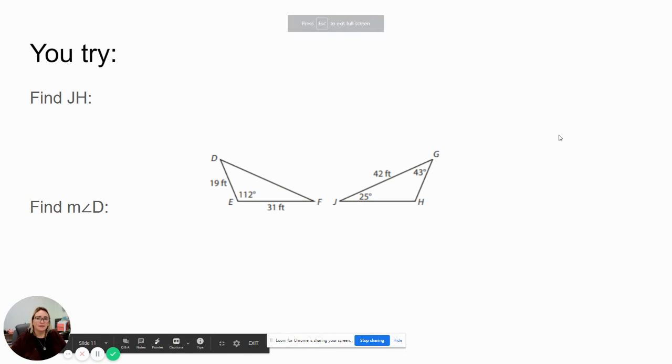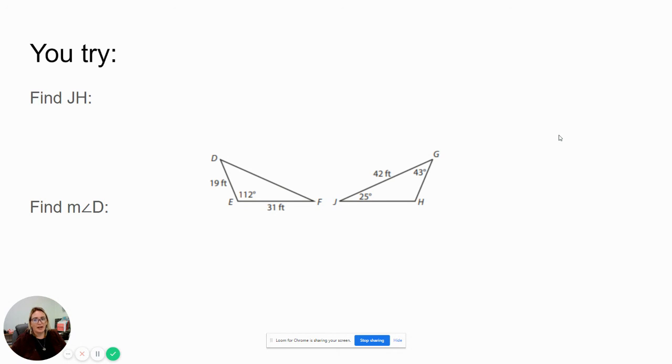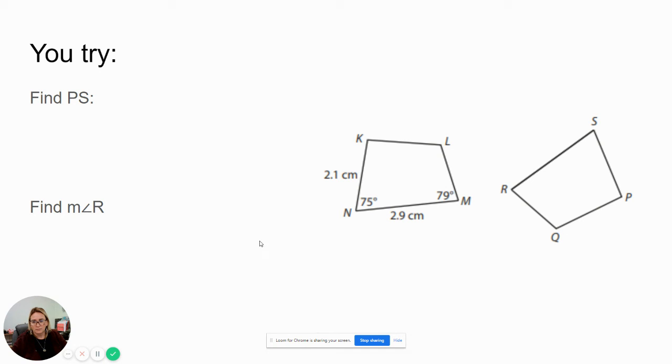Okay, so now you're going to try on this one. You're going to try to find JH, and then you're going to try to find the measure of angle D. So remember, find your two side lengths that are the same, and then do the connections that you need to do. So for this one, there shouldn't be any solving, just identifying. Same with this one, okay? Try this one. Again, there shouldn't be any solving for this one. We're just basically working on identifying for right now, okay? Which side is the same as PS and which angle is the same as R.